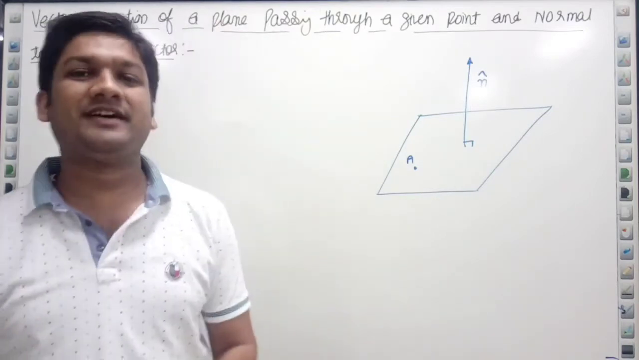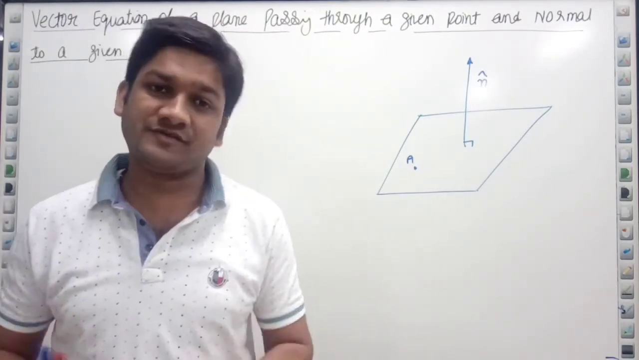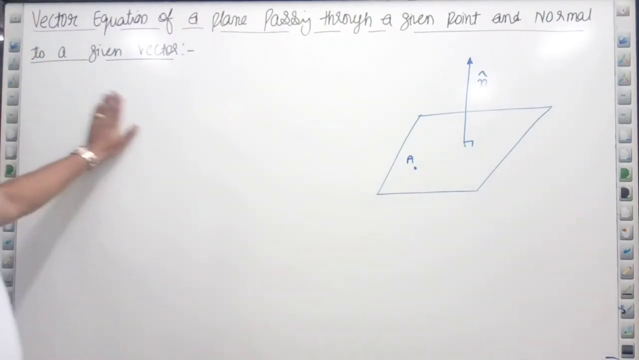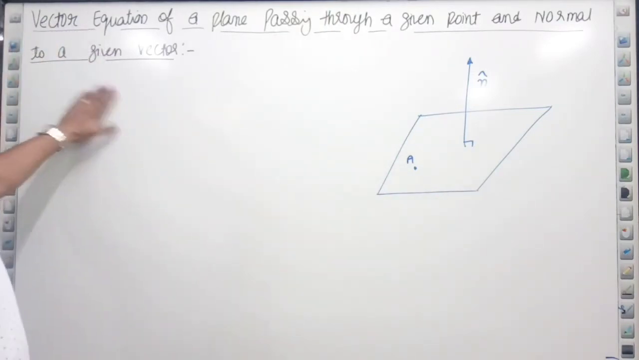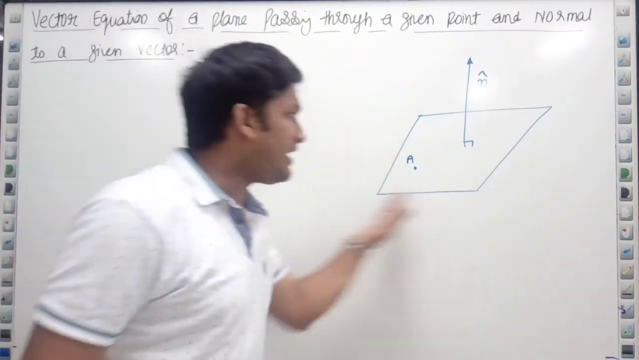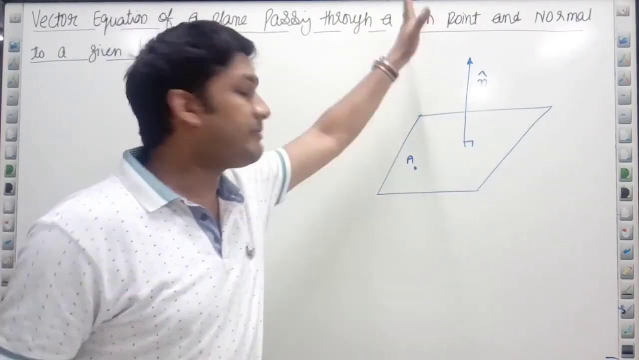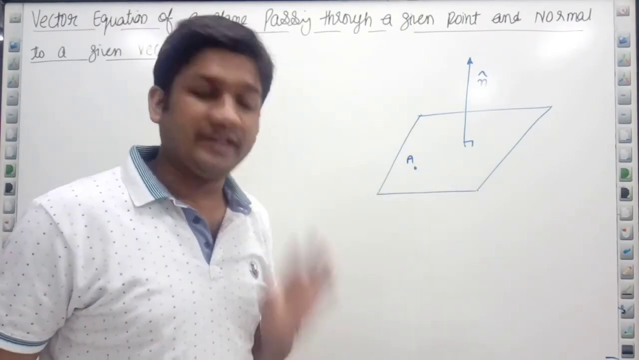Now in today's class we are continuing vectors as we have completed in the last video. What we are going to discuss here is the vector equation of a plane passing through a given point and normal to a given vector. Means I have a plane, this plane is passing through point A and its perpendicular vector is vector n. I need to form its equation.